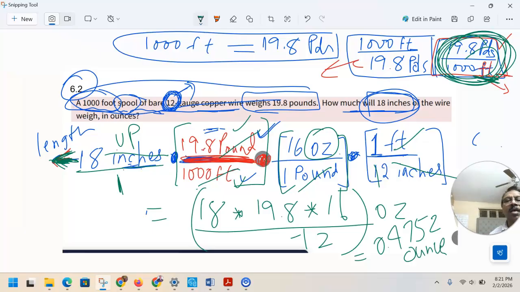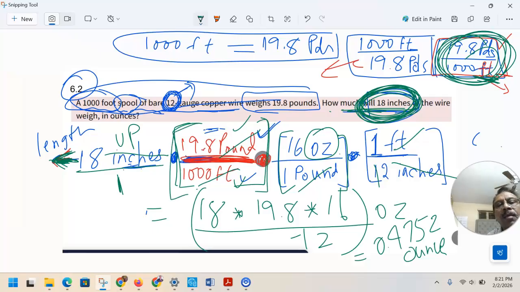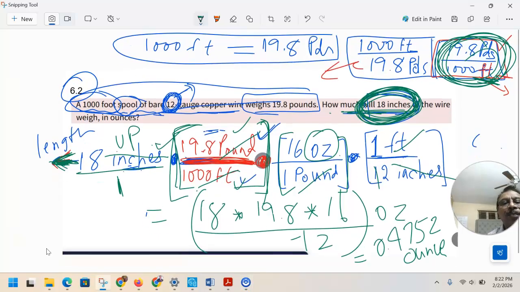ounces. So this is how, of course, you can do it different ways, but I would always start with whatever they gave you. This is the starting point, 18 inches. You multiply by the factor because you want to write the inches. Okay, so I hope as we do more practice problems, we'll understand better. So let's go for another.